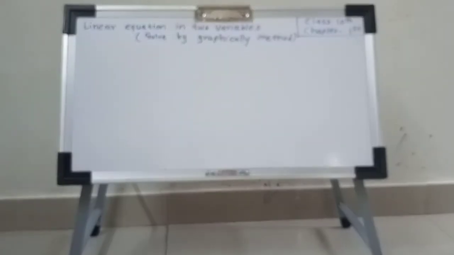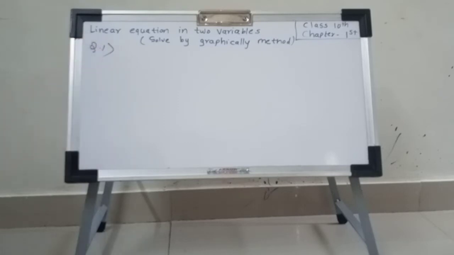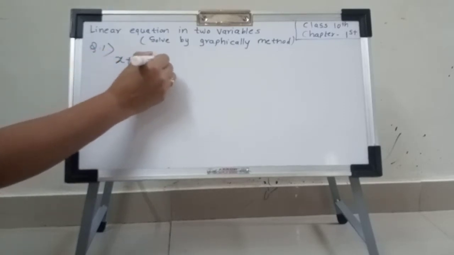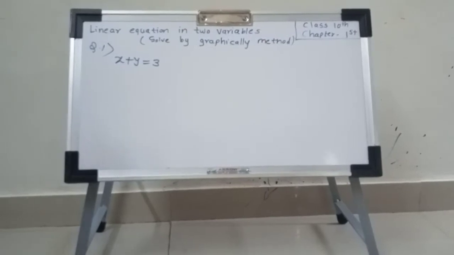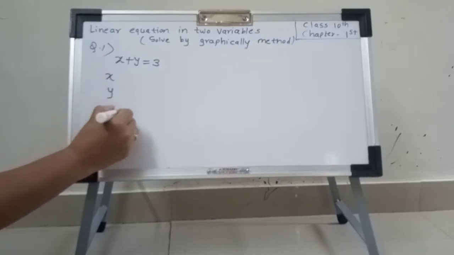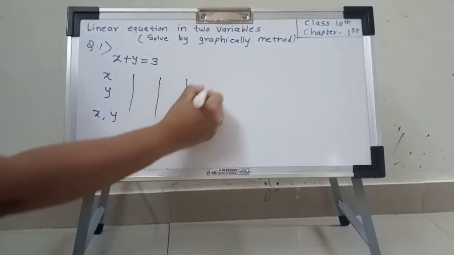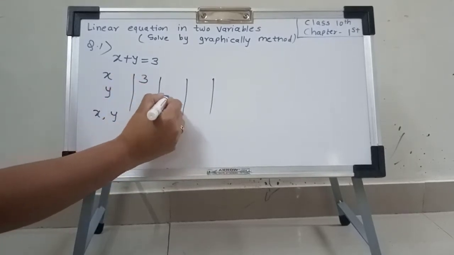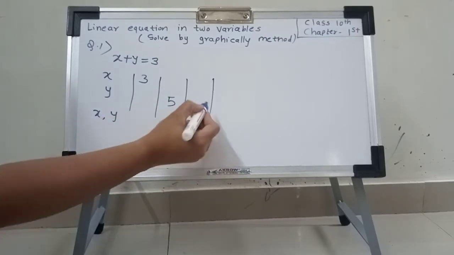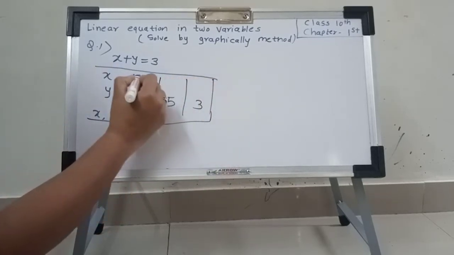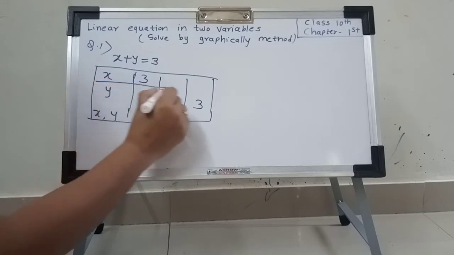Practice set 1.2, question first: complete the following table. In this question, the first equation is x plus y is equal to 3, and we have given x, y, x, y. First given x is 3, here y is 5, and here y is 3. Put these values in the equation x plus y is equal to 3.